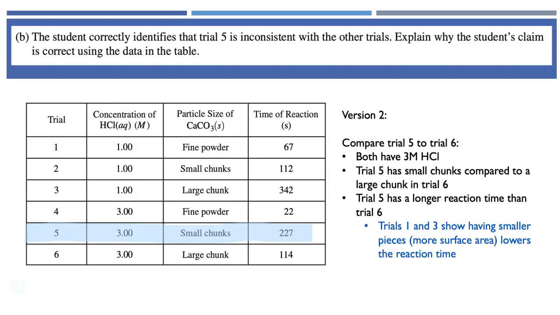If we look at trials 1 and 3, where I have the same concentration, but I'm going from a fine powder to a large chunk, I see that the one with the fine powder has the faster reaction time, a shorter reaction time. So that's obviously related to surface area. And so I could compare trials 5, 6, 1, and 3, or I could do the other. Make sure you're referring back to multiple trials in your answer here. That's really the key point that I want to make.